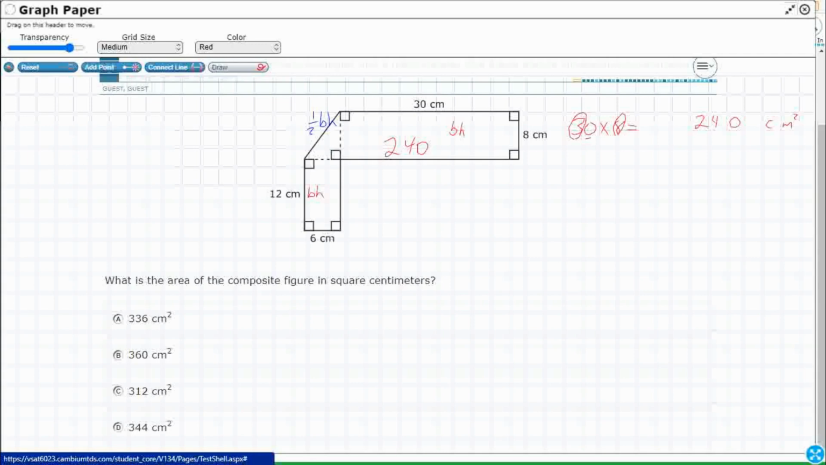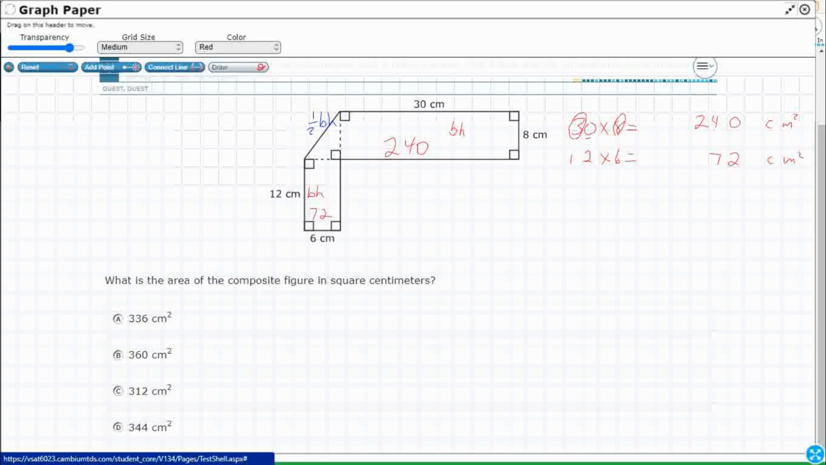Let's do this other one. I've got the 6 times 12. So 12 times 6. And that's just a basic fact, right? 72. Let me make sure I line them up. Square centimeters. All right, 72.